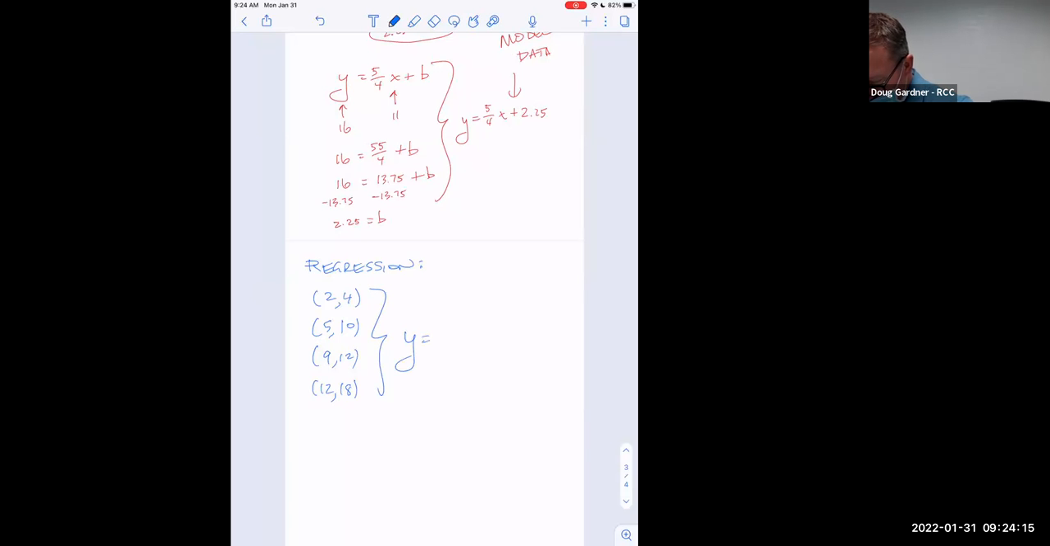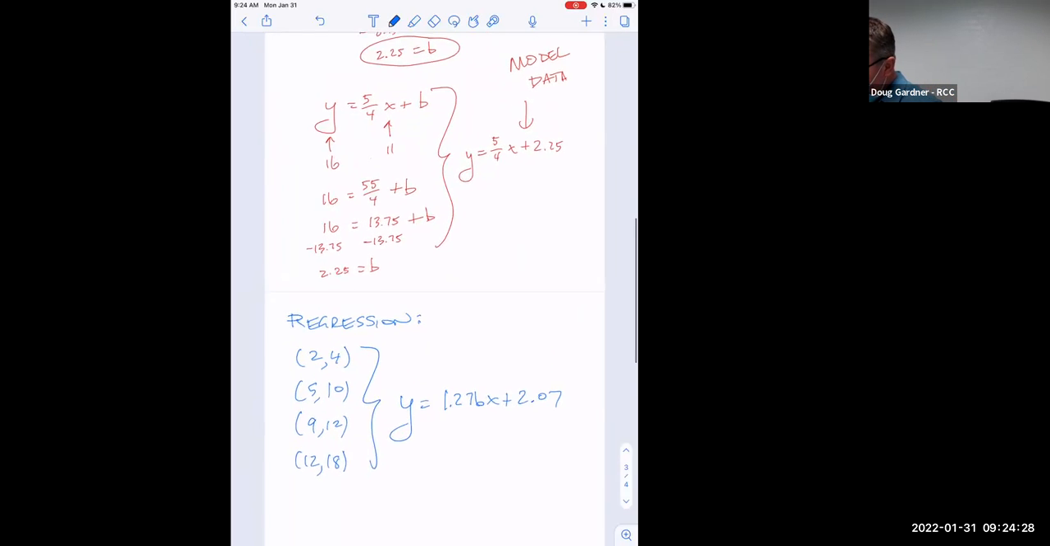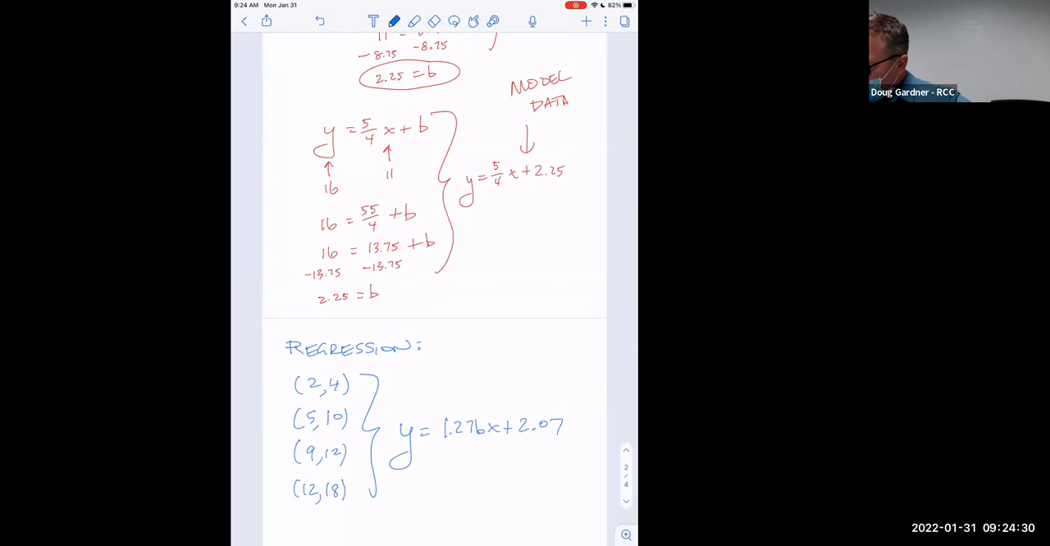This gave the equation y equals 1.276x plus 2.07. The question is, can you see how similar these two answers are? I mean, the second one's actually better. It was less work and it considered all 4 points and it made them go through them perfectly.